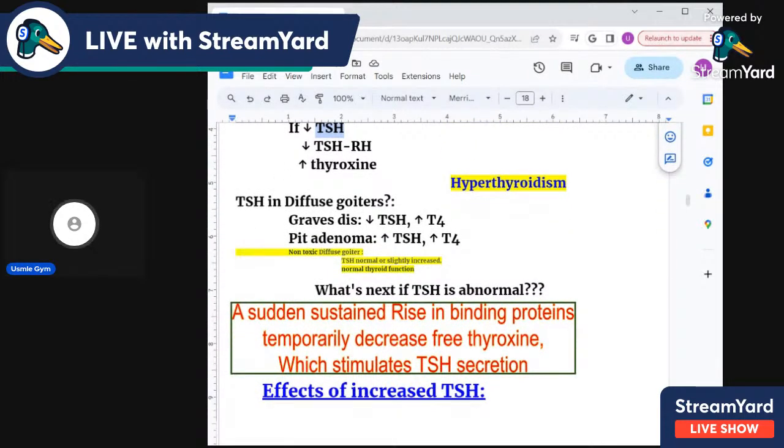So what happens to TSH in diffuse goiter? In Graves' disease, TSH is decreased and thyroxine is increased. And in pituitary adenoma, TSH is increased and thyroxine is also increased. So in pituitary adenoma, both TSH and thyroxine increase, but in Graves' disease, only thyroxine is increased. TSH is decreased due to negative feedback inhibition of TSH and TRH.